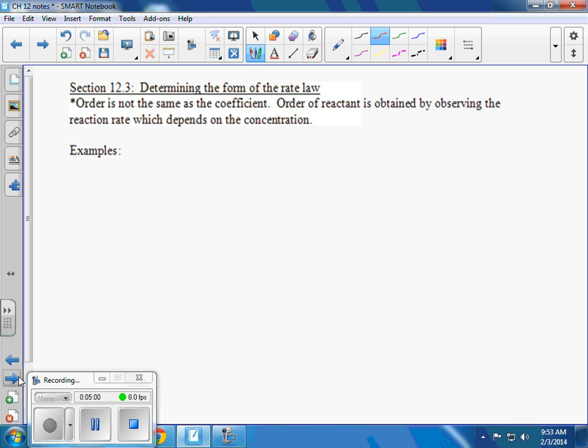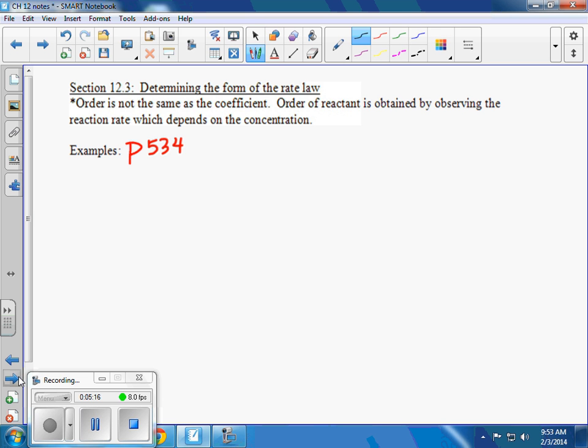So write kind of small, start way over here, as you can see on my notes. Because you can't extend your page like I can, so write small, all right? So we are going to do an example. It's the example on page 534 if you want to go back and look at that.